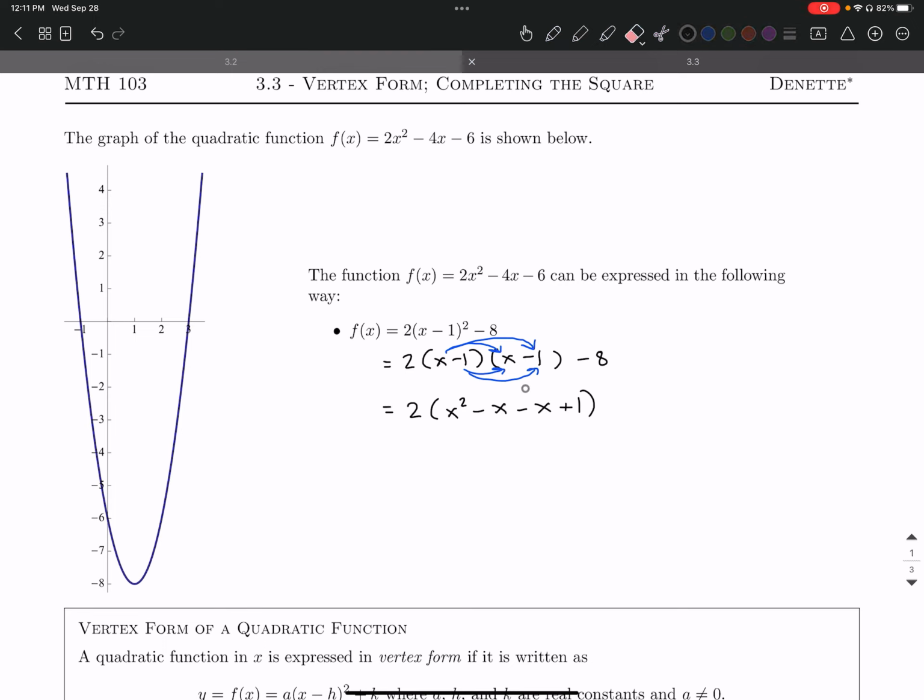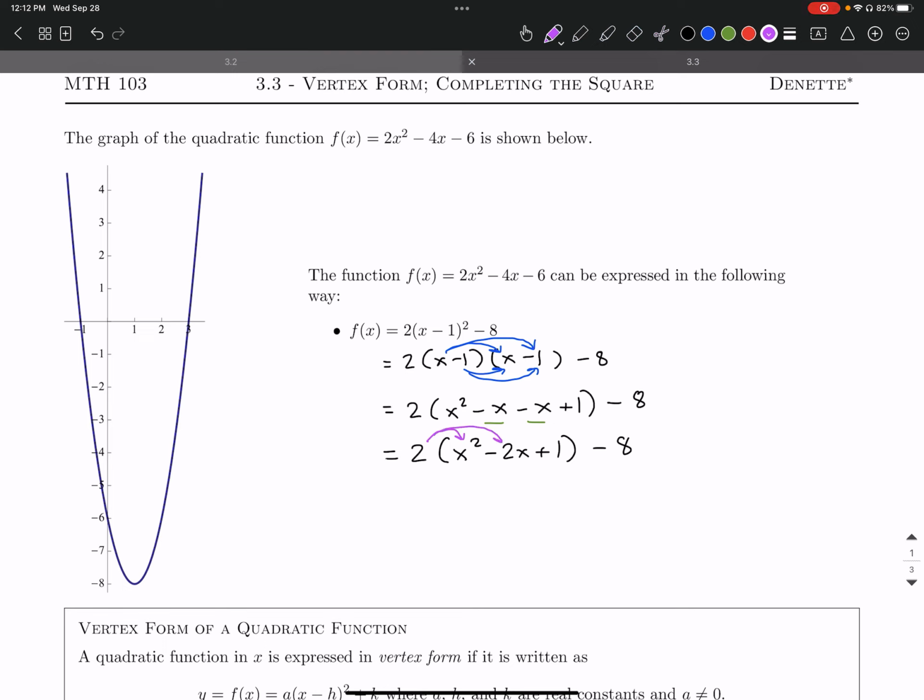All of this product is being multiplied by the 2 out front, so I've written it all in parentheses, and then we are still subtracting the 8 off the end. If you like, you can combine your two like terms in the middle before you distribute the 2. Negative 1x minus 1x will give me negative 2x, and then we'll still have the plus 1 in the parentheses before the minus 8 outside the parentheses.